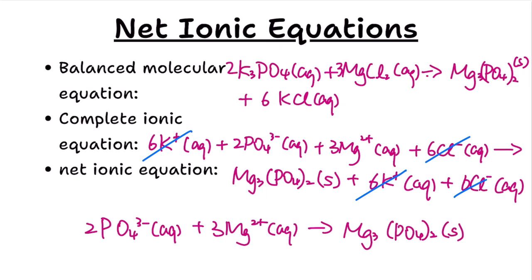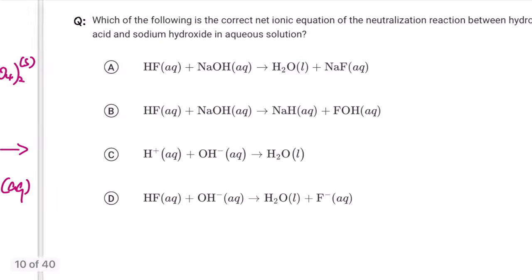So this really shows the reagents which are really participating in the reaction. And then for the potassium and the chloride, we call them spectator ions because they are just watching this reaction. They're not actually participating.